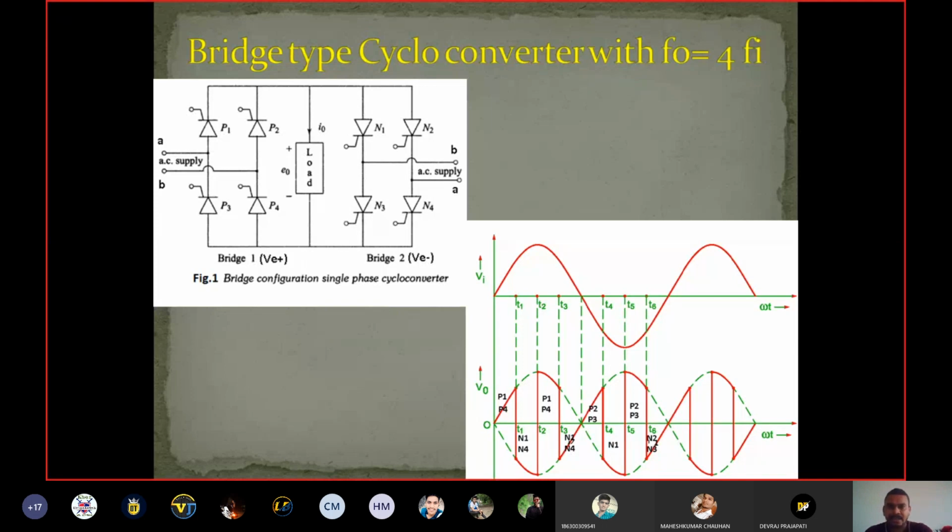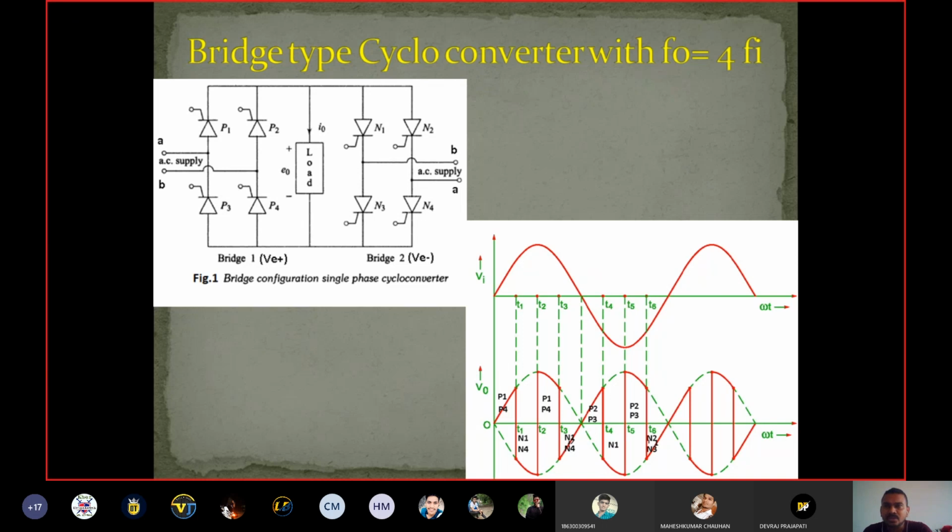Likewise, in the negative converter, what happens? A is positive, that means N4 becomes forward biased, and B is negative, that means N1 becomes forward biased. N2 and N3 remain in reverse bias condition due to the polarity.